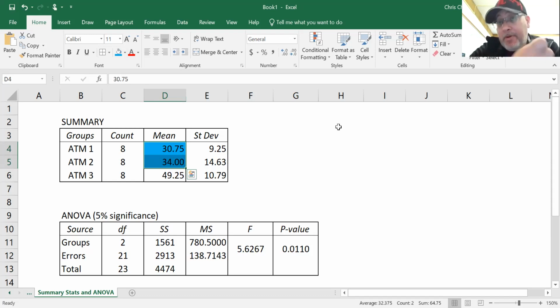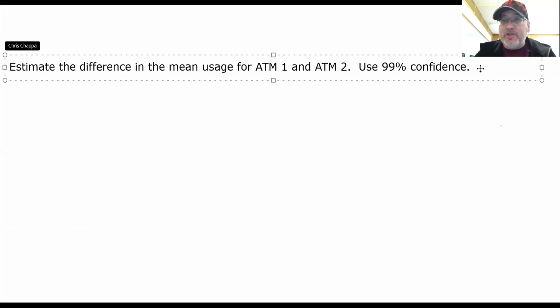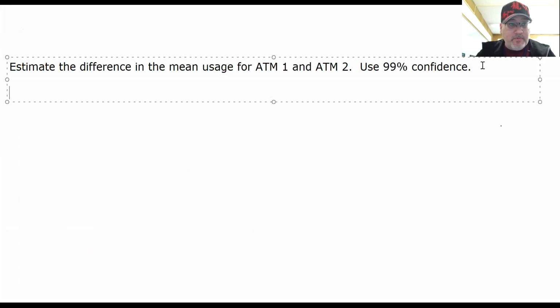Well, let's find out by building a confidence interval estimating the difference in their population means. All right, I'll be going back and forth between the spreadsheet and the whiteboard. Okay, so let's estimate the difference in the mean usage for ATM1 and ATM2. Use 99% confidence. All right, so what's our first move? Well, the first move is the same as it's always been. Our first move is to calculate Z or T. In this particular situation, it's going to be T. We're going to find T.